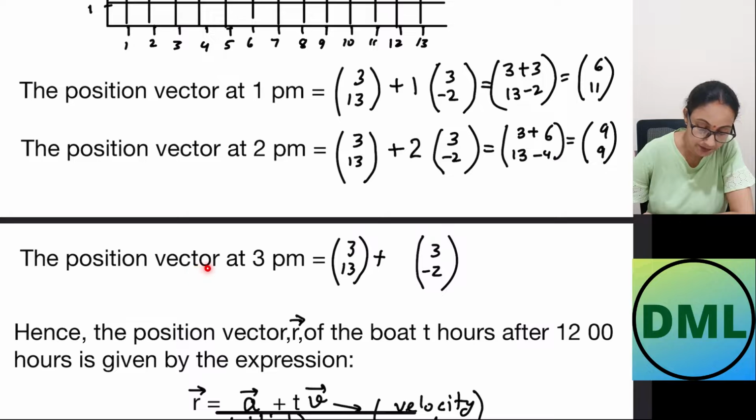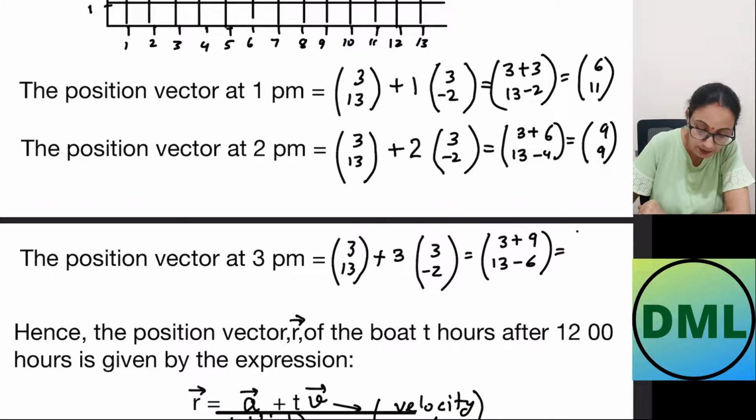The position vector at 3 pm: this is your initial position, plus this is the velocity vector, and with this velocity you are moving for 3 hours. So that will be multiplied by 3. If you solve it, that will be equal to 3 plus 9 and 13 minus 6. So that will be equal to (12, 7).